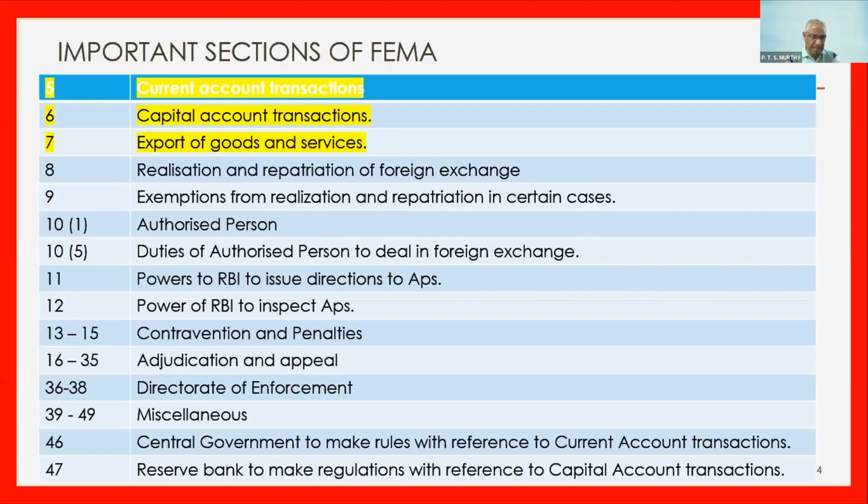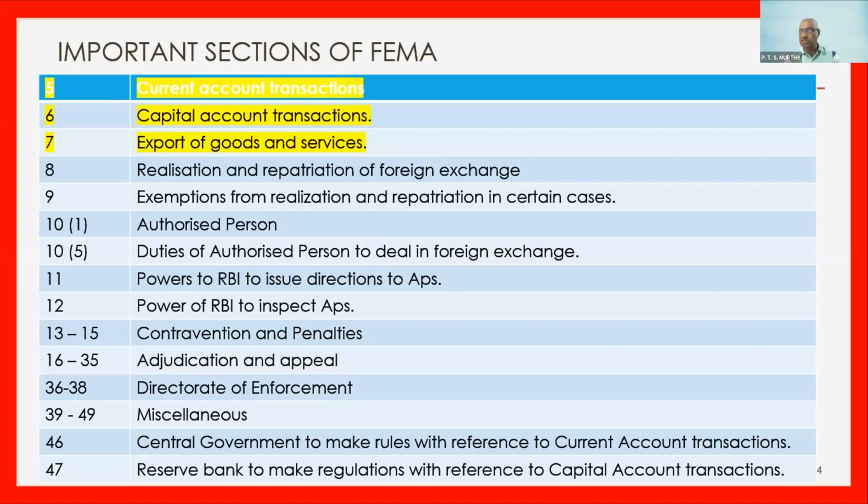Section 5 defines current account transactions. Section 6 defines capital account transactions. Section 7 speaks about the export of goods and services. Section 10, authorized persons. Section 46, central government. Section 47, RBI. Now let us discuss a little more.